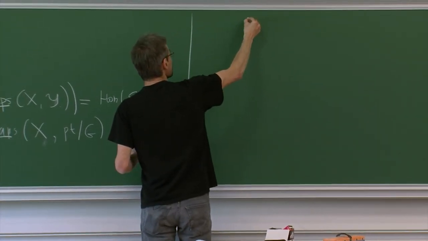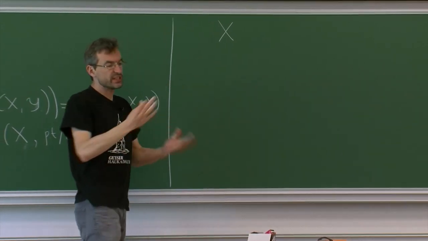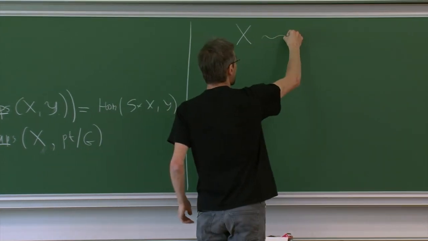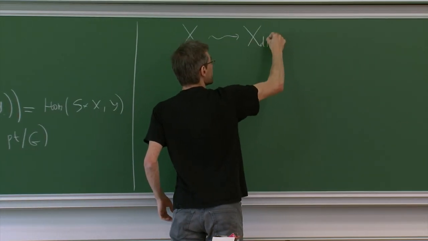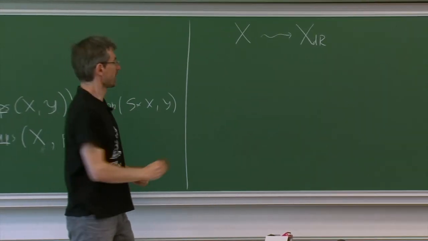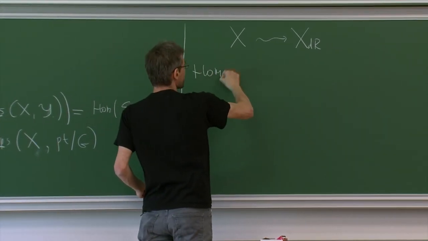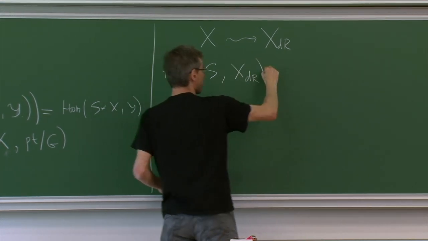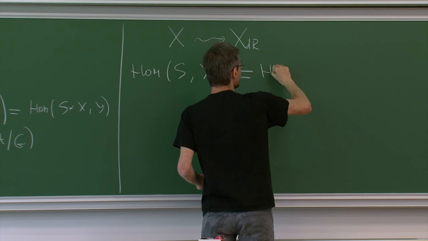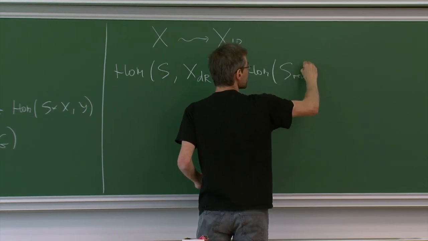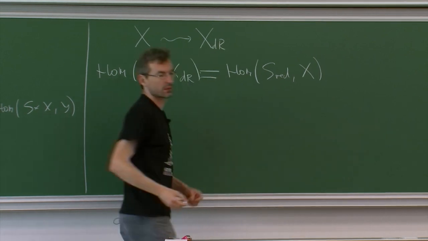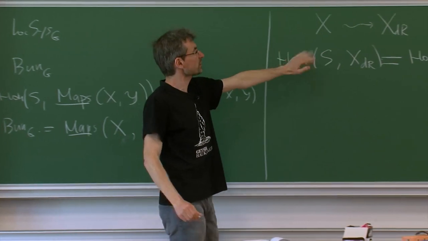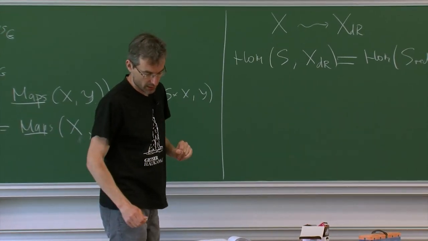So if you have any pre-stack X, in this case my X will be the curve with which I'm working, to it I'll attach another pre-stack called X_dR. Namely, Hom from S, from a test scheme S to X_dR, is by definition Hom from S reduced to X. So this realizes Grothendieck's idea of crystals. One application of this definition is the following.